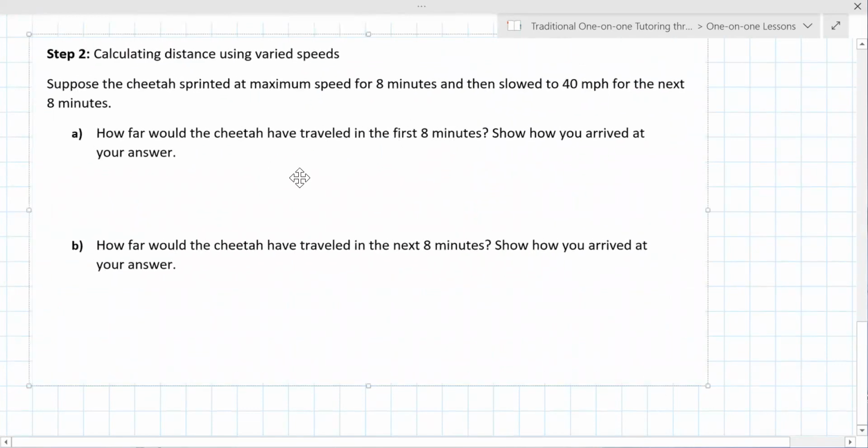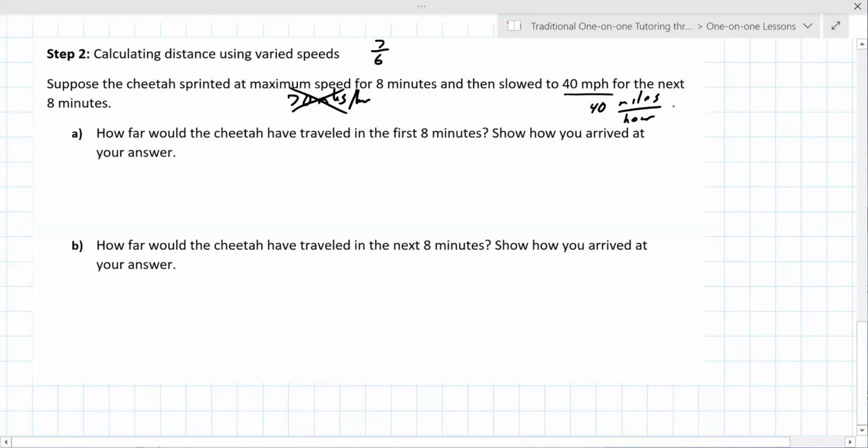Okay. It says now, suppose the cheetah sprinted at a maximum speed for 8 minutes. So their maximum speed was 70 miles per hour, but we know that that's really 7/6. And then it slowed to 40 miles per hour. So we need to convert that to miles per minute. Again, in 1 hour, there are 60 minutes. So it's 40/60, which is really 4/6, which is 2/3 miles per minute.